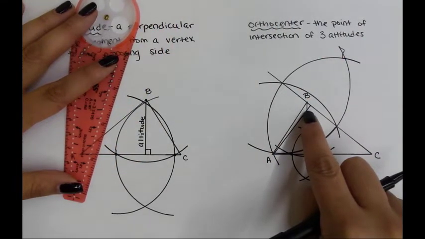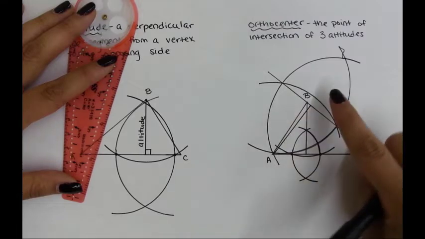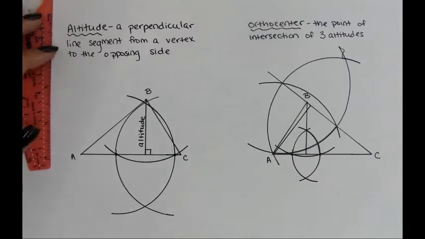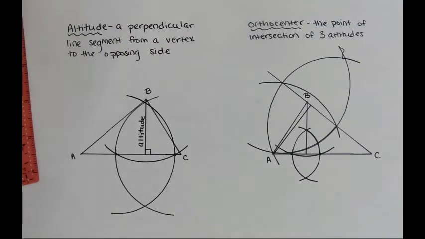Now, your orthocenter can either be within the triangle or outside of the triangle, whereas a centroid, as seen in a different video, will be inside of the triangle.